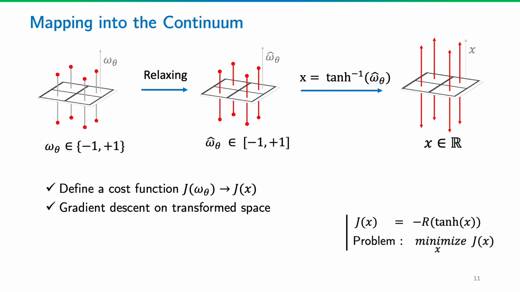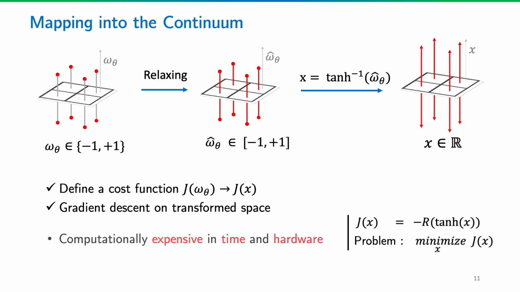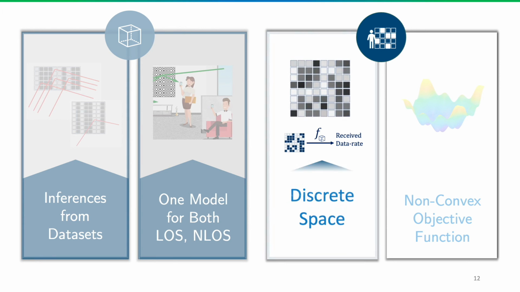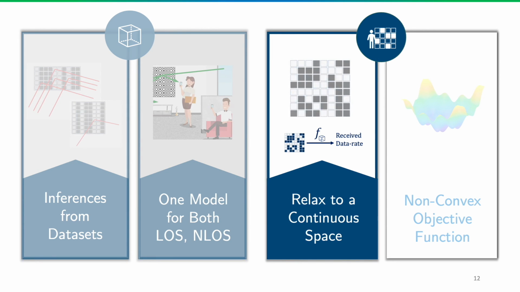After running gradient descent in X domain, we can find a configuration, but the computational cost in terms of hardware and time is high, and the objective function is non-convex. After mapping to a continuous space, we must now deal with non-convexity. Heuristics provide gradient-free, fast yet suboptimal configurations.